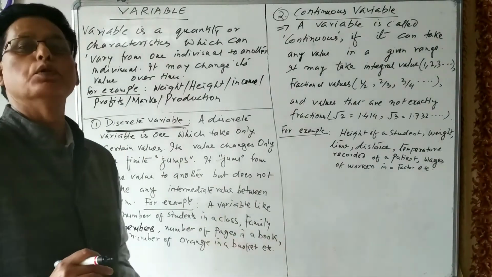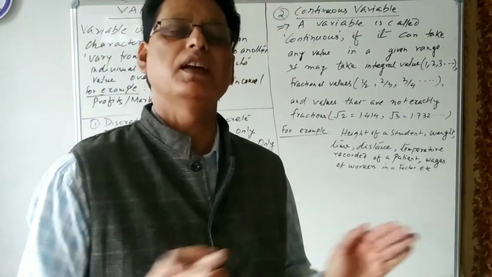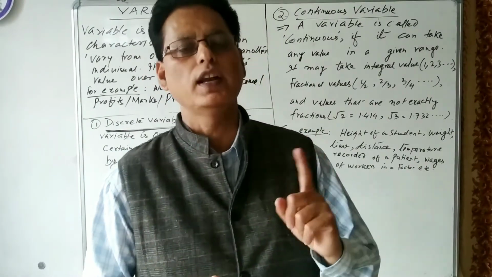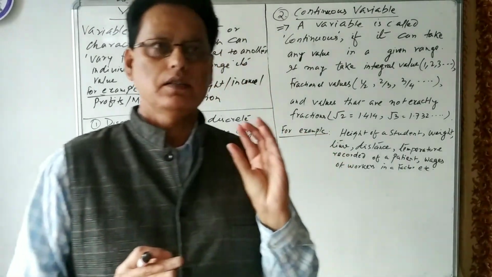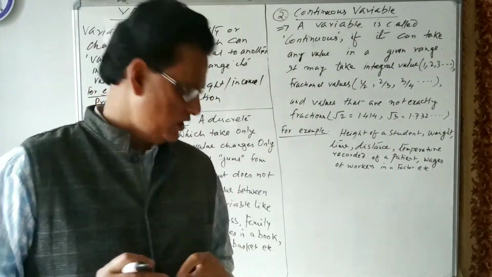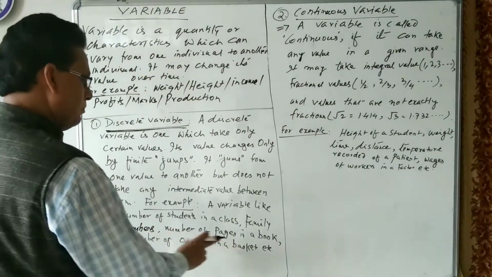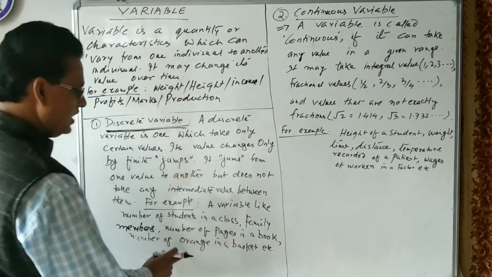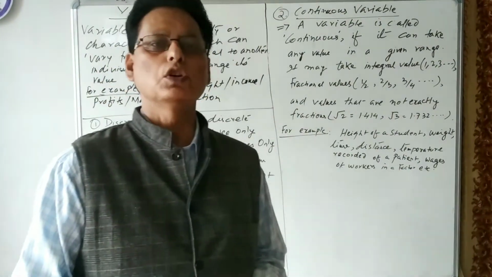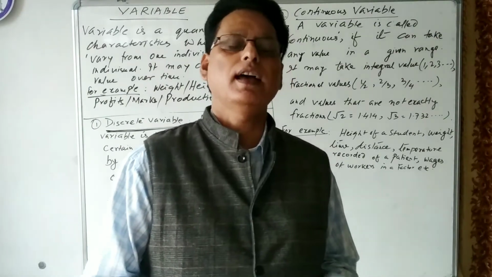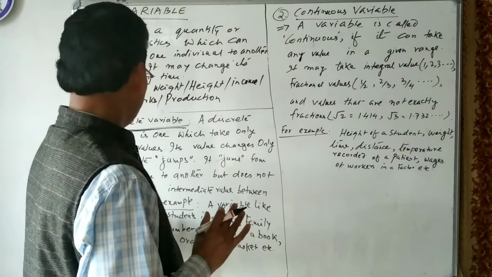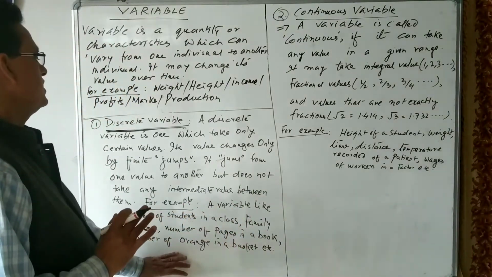Number of pages in a book. Whether the page is short, small or big, one page is counted as one. If there is a small diary-size book, even then the pages will be counted as one page each. So the number of pages in a book, the number of oranges in a basket, are counted as discrete numbers. So these are examples of the discrete variable.